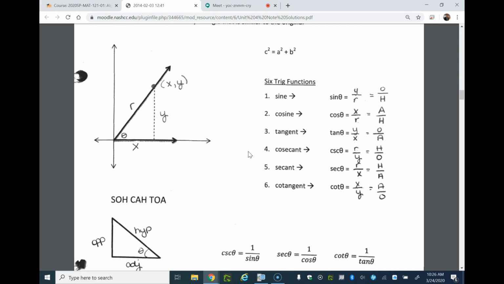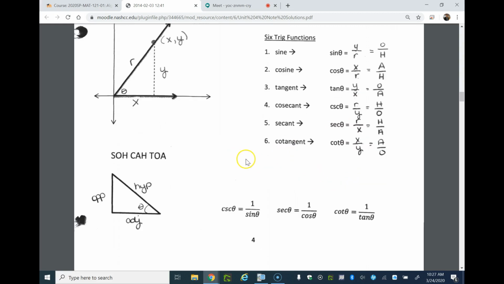As you can see, for the relationship between the two, sine is the same thing as cosecant, but flipped. If I have y over r, it's going to be r over y for cosecant. So sine and cosecant go together. Secant and cosine go together. Remember, it's just flipped. And tangent and cotangent are also flipped, so they go with each other. It's written down here: cosecant with sine, secant with cosine, cotangent with tangent.